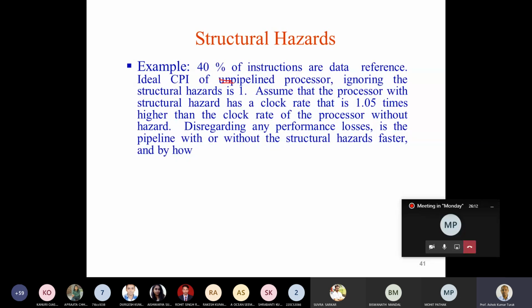The ideal CPI of a pipeline processor ignoring structural hazard is 1. The processor with structural hazard has a higher clock rate, 1.05 times, and without any performance losses, which one is faster: the pipeline with the structural hazard or the pipeline without the structural hazard? If it is faster, then by how much? Can you just try to solve this problem?